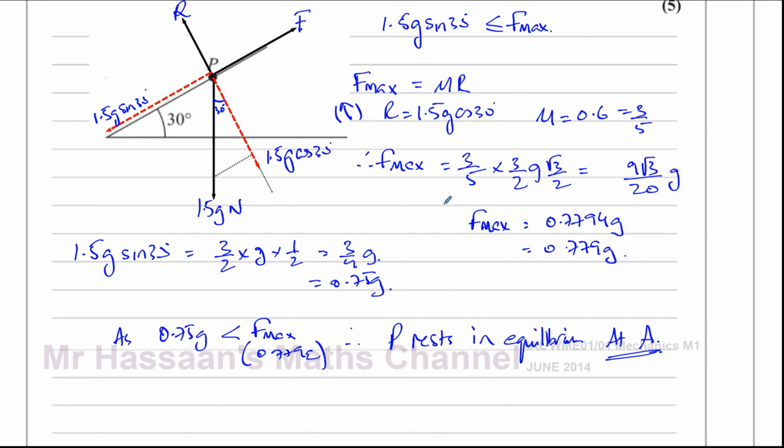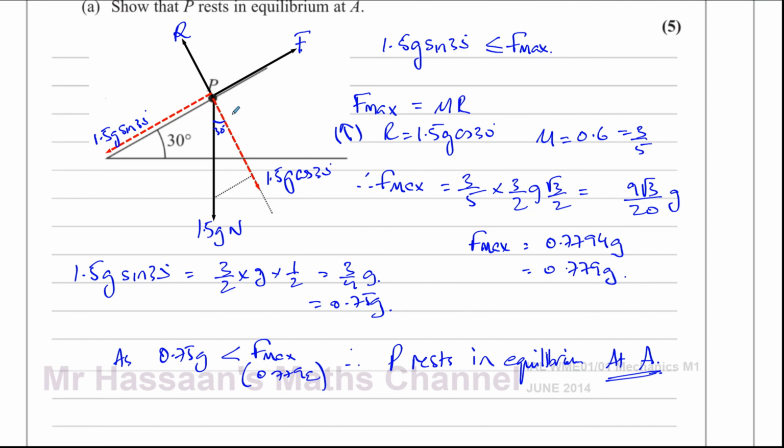It doesn't mean that the frictional force acting is this much. In this situation, the frictional force is exactly the same as this. These two are equal. This is equal to 0.75 g. That's what this is equal to at the moment. Because this is 0.75 g, that will be the same. That's why it's in equilibrium. It's just matching this force. But the maximum it can ever reach is 0.779 g. That's the maximum it can get to. And if this goes more than that, then it will stop being in equilibrium. So as long as the component of the weight down the plane is less than or equal to F max, it will be in equilibrium.